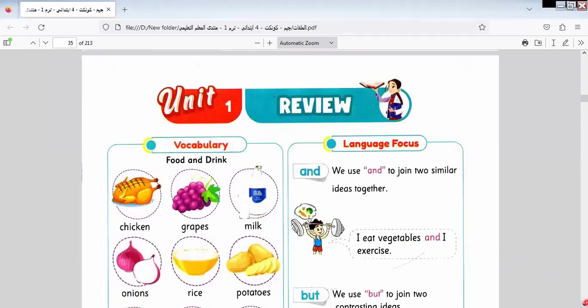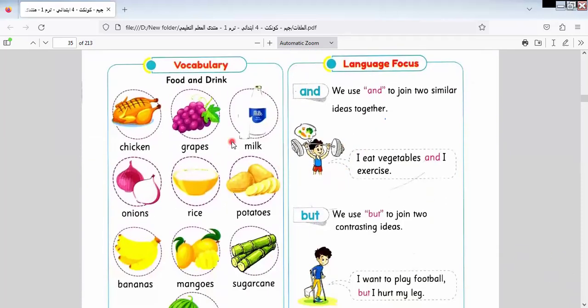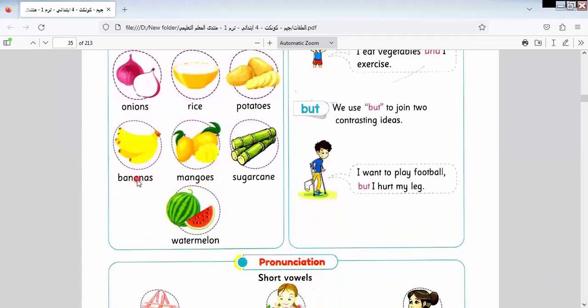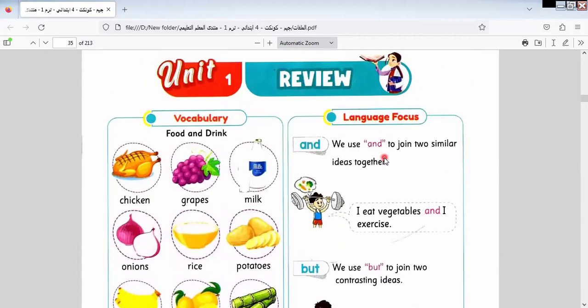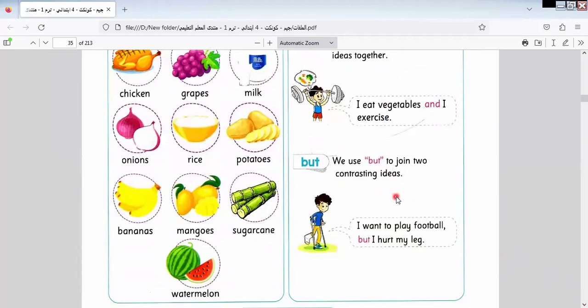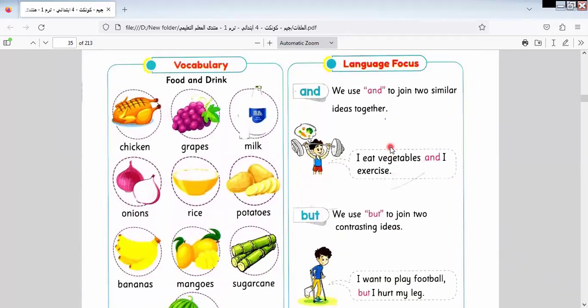Let's make a quick review on the unit. Here we have some vocab we took in this unit: chicken, grapes, milk, onions, rice, potatoes, bananas, mangoes, sugarcane, watermelon. Here we have a focus language. We took and and but, and how to know the difference between them.